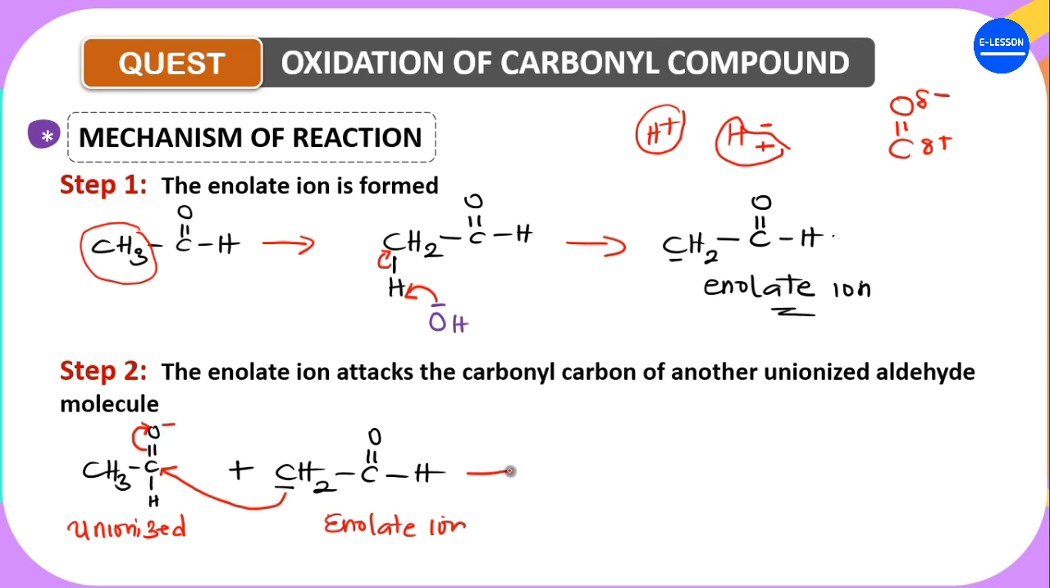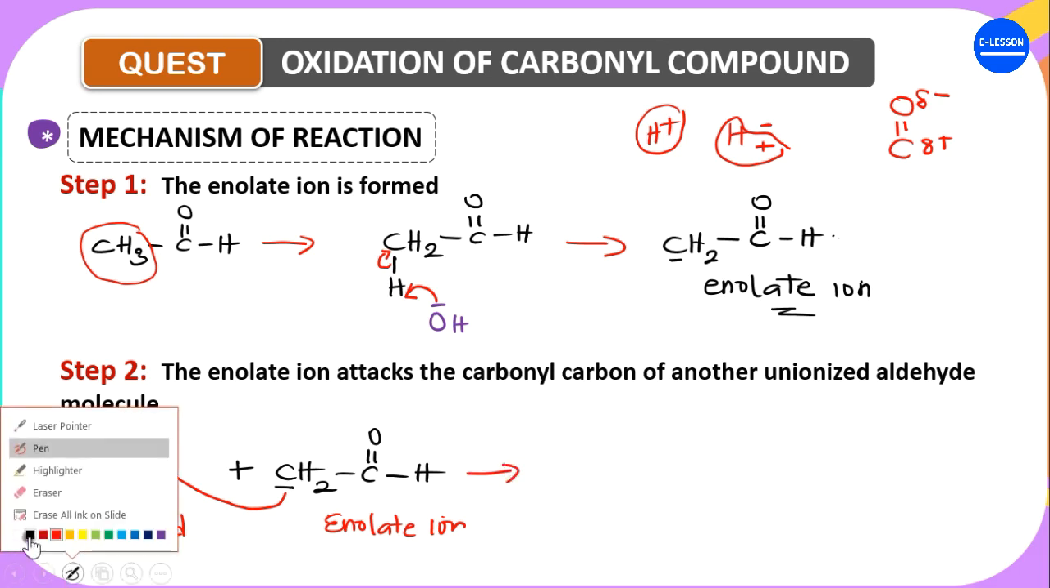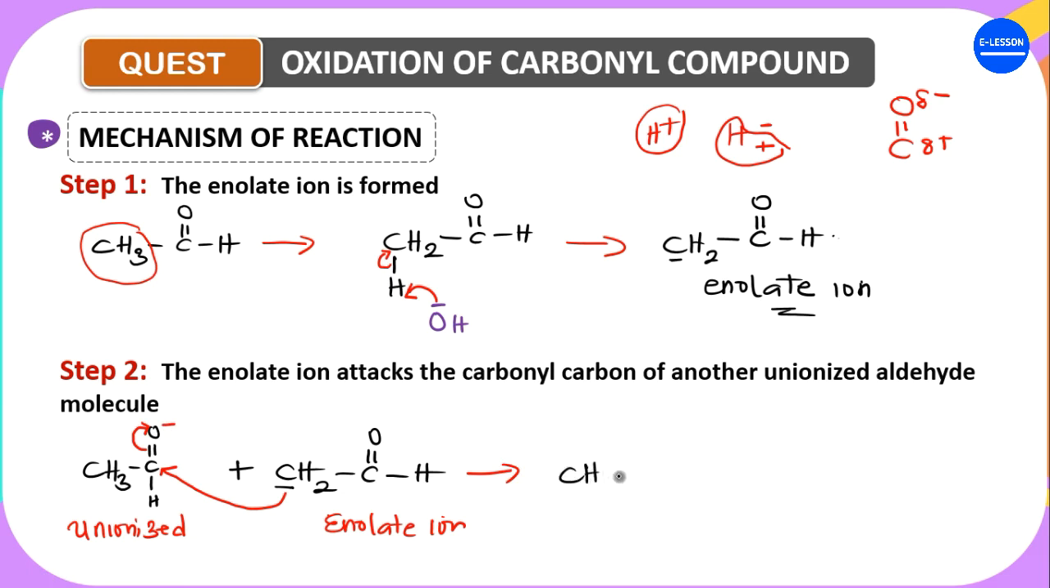So the product of this reaction now will become CH3, then we'll have C. What do we have here? Hydrogen. And then what do we have here? O negative, right? Now this negative charge here will form a bond between this carbon and this carbon. So this will form CH2 and then CHO and then H. You now see the product that is formed.